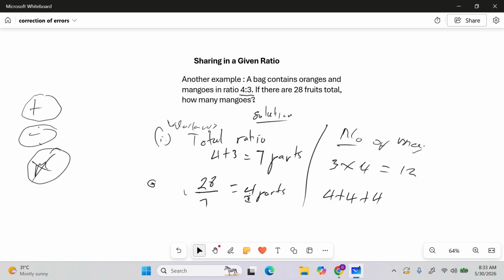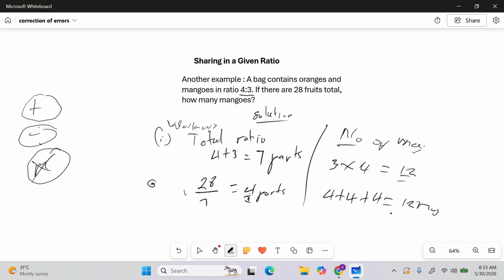But mangoes will take only what? 3. So 1, 2, 3. When you add, we get the same answer. So the number of mangoes is what? 12. Then I'm done. So we have 12 mangoes.